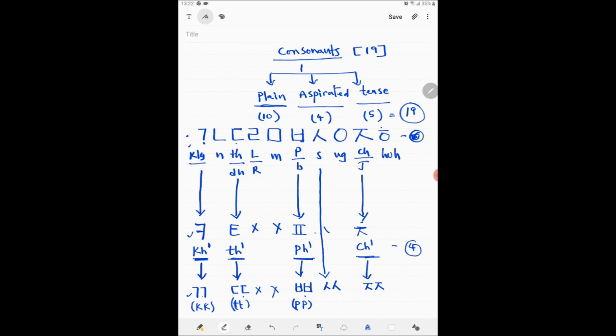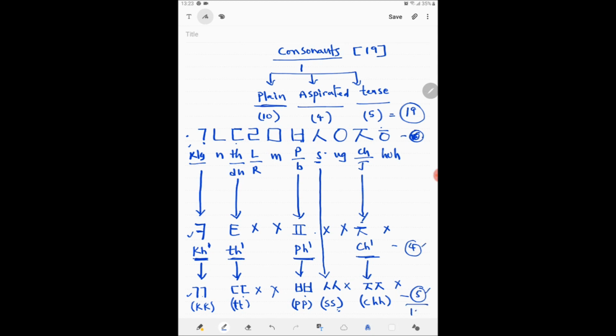Then you do not have an aspirated form for s, but you have a tense form for s, which is two times s, ss. You do not have aspirated and tense forms for ng, but you have aspirated and tense forms for ch: ch, ch', and jj. For h, you do not have aspirated and tense forms. Together the tense forms are 5. So 10 plain consonants, 4 aspirated, 5 tense.